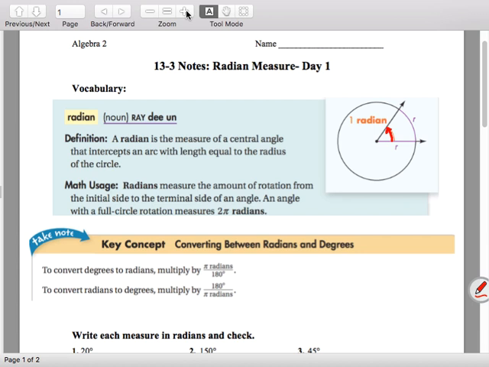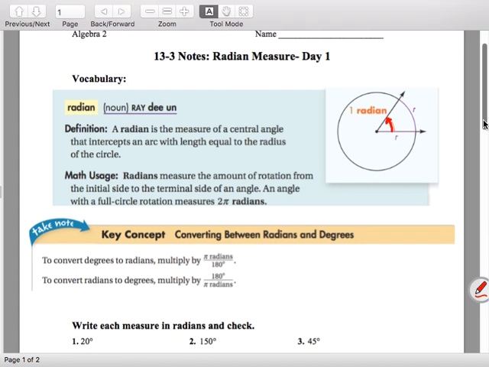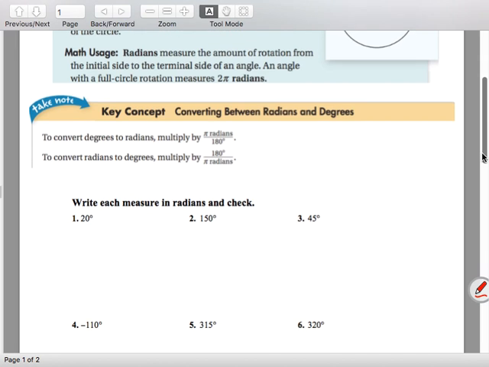Do you remember how you can measure length in feet or inches or meters, but it's still measuring the length? So in math, when we're measuring angles, we can use degrees or we can use radians. It's just a unit to measure an angle. The key concept here is that we sometimes want to convert. Sometimes it's just easier to work in radians.